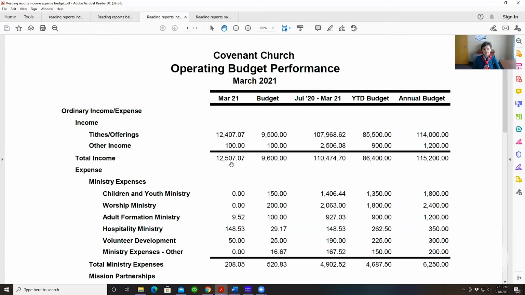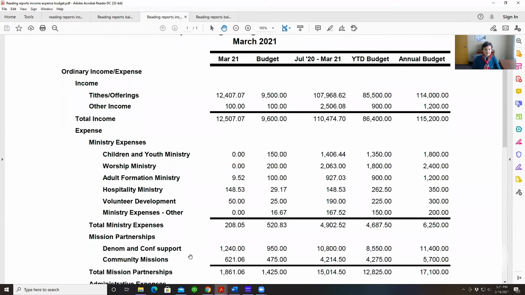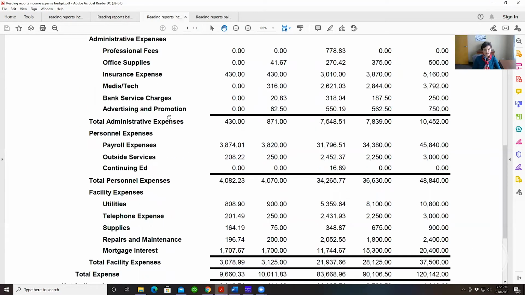Their expenses fall into 5 broad categories. Ministry expenses are what I consider the things that the church does within the church. This is the work of forming disciples, building community, worshiping God, things like that. Then there are mission partnerships. This is what the church is doing beyond itself. This is supporting the denomination and conference, supporting missionaries, being a meaningful partner in the community. There are administrative expenses, the kinds of things that are required just to operate and function. Personnel and facility expenses are pretty self-explanatory.